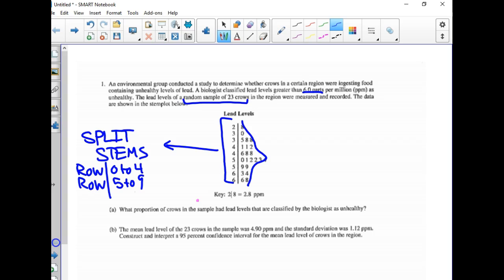You can read the stem plot and say, okay, I know what the key means. This right here is 6.3, 6.4, 6.6, and 6.8. So all 4 of these levels are deemed unhealthy. So in this problem, you're literally just taking 4 divided by 23. And that's the answer. Those are deemed unhealthy. Okay. Questions there?